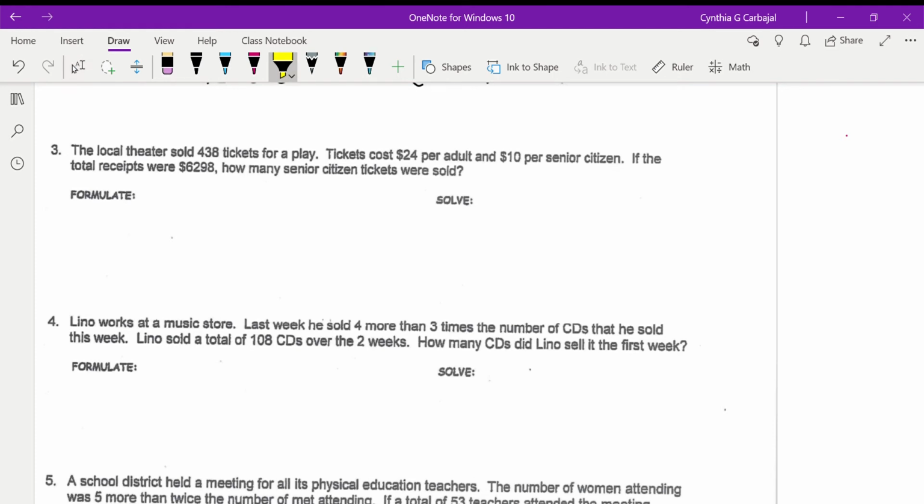Our first equation is going to be from this sentence. It actually doesn't tell you a total, but you need to understand that they sold a total of 438 tickets. So we set it equal to 438, and that's including adults plus senior citizens. And I'm going to use a C for senior citizens.